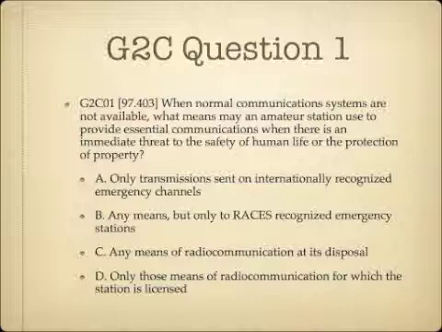Question 1. When normal communication systems are not available, what means may an amateur station use to provide essential communications when there is an immediate threat to the safety of human life or the protection of property? A. Only transmissions sent on internationally recognized emergency channels. B. Any means, but only to RACES recognized emergency stations. C. Any means of radio communication at its disposal. Or D. Only those means of radio communication for which the station is licensed.